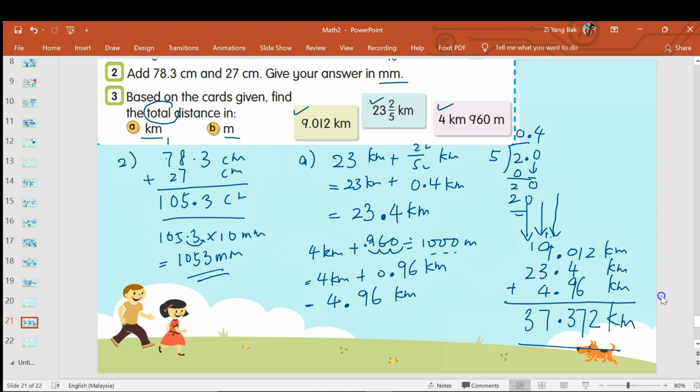Now for B, very easy. You just have to change to meter. So 37.372 times 1000 meters because km to meters is 1000. So move 3 times to the right when you times. 37,372 meters. So that is for B.